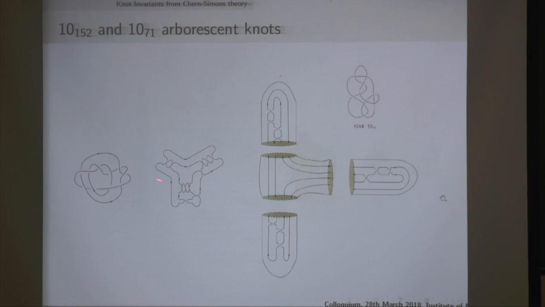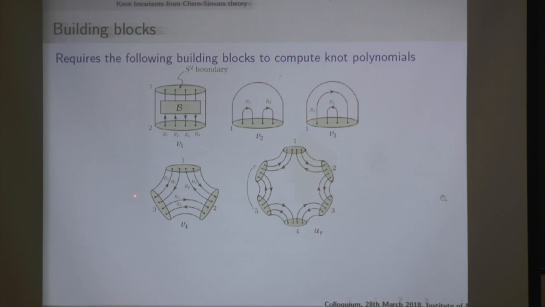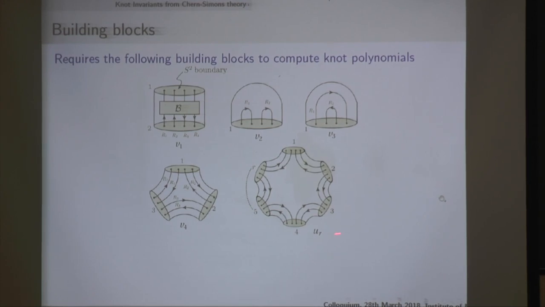Okay, so I've given you some examples where we could redraw them. This knot also we have redrawn this way, and this knot. Each of them are arborescent. So the building blocks, as I said, if you have a three ball with three boundary, you need this building block. If you have n boundaries or r boundaries, you need this building block. And this is what conventionally for figure 8 and trefoil, I was using this building block. So these are the essential building blocks for which I should know what the Chern-Simons functional integral states are. Once I know that, the gluing will just give you inner products and I can write out the invariants.